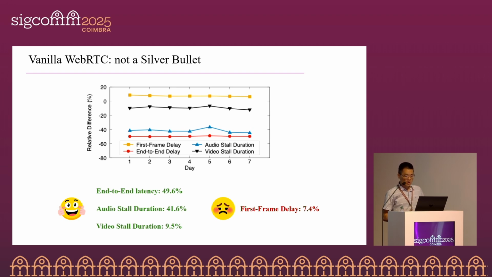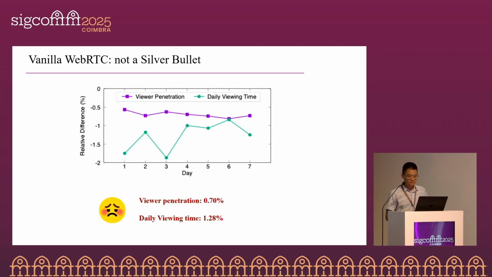In a one-week A/B test with 450 million view sessions, Vanilla RTM outperformed FOV on several key QoE metrics. For example, you can see here the end-to-end latency and the audio stalls are reduced by more than 40%, though there is a slight increase in the first frame delay.